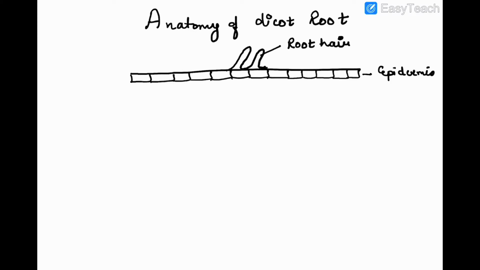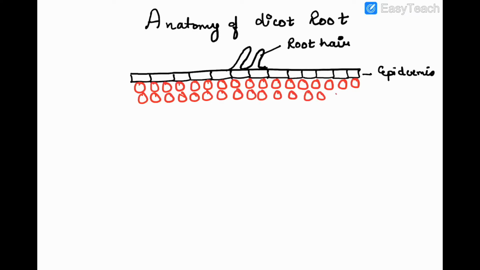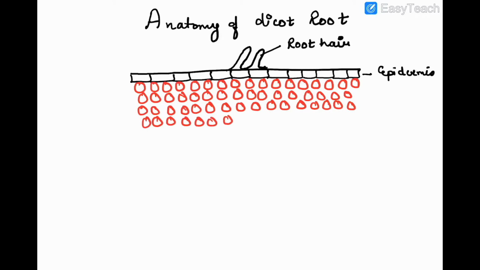After the epidermis, there are cells which comprise the cortex. So the next layer is of cortex. Now with red color, I am drawing the cortical cells. The cortical cells are thin-walled parenchymatous cells and they have intercellular space in between. So these are the cortical cells which I am drawing in red color.